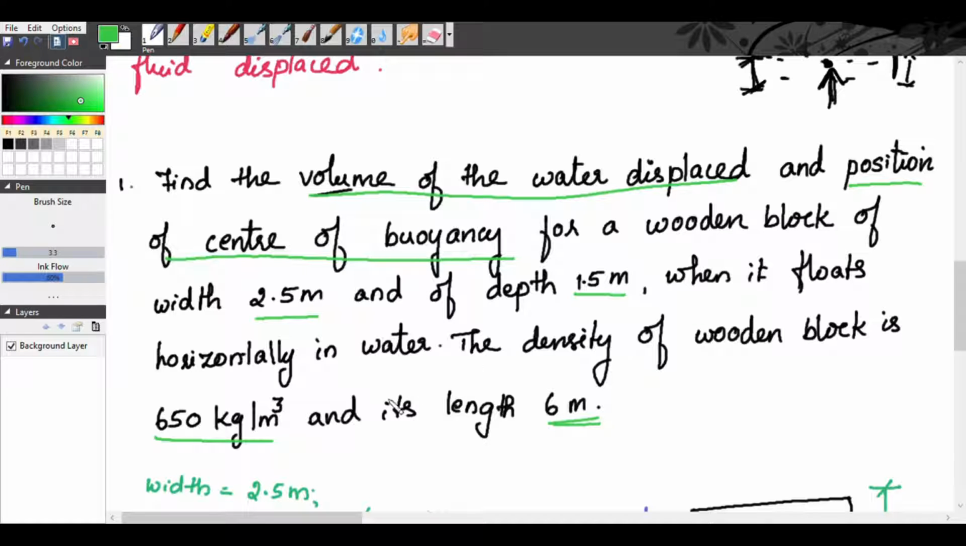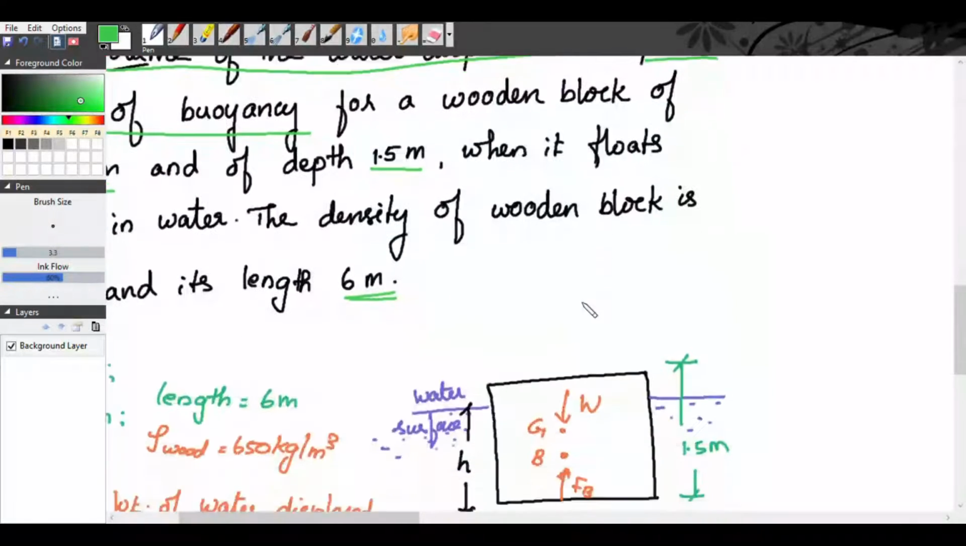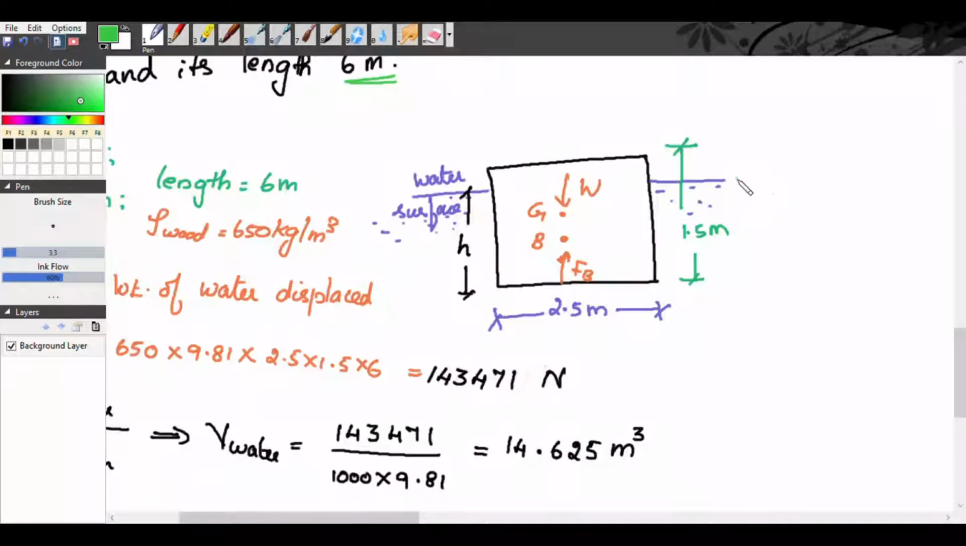Now see, it is given a wooden block. You have a body of water. A wooden block is floating in water. The width of the wooden block is 2.5 meter and the depth is 1.5 meter. That means we will draw the diagram. You can see this is your water body. So, a wooden block of width 2.5 meter and depth 1.5 meter. This is the cross section of this wooden block. So your wooden block will be like this.